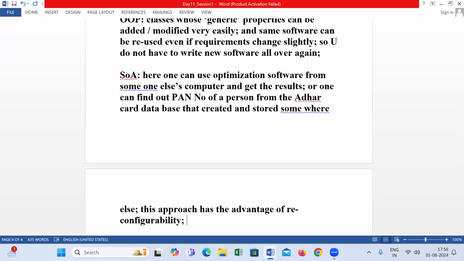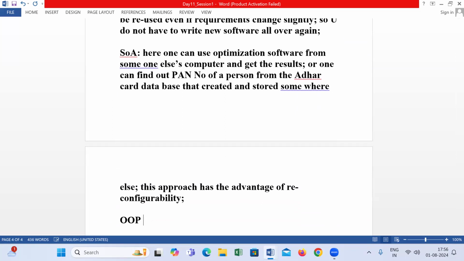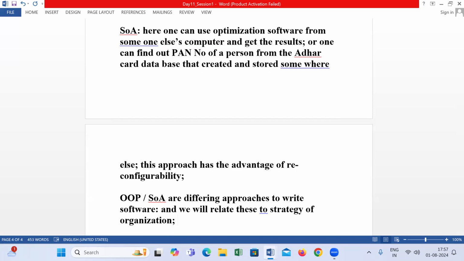So this is also an approach to write software. OOP is one way of writing the software, and SOA is another way of utilizing the software or writing the software. So both these approaches, OOP and SOA, are differing, right, and we will relate these two strategies of organization in the next classes.